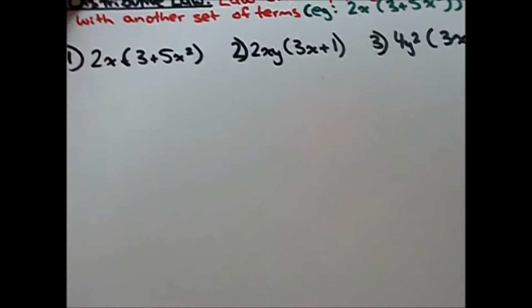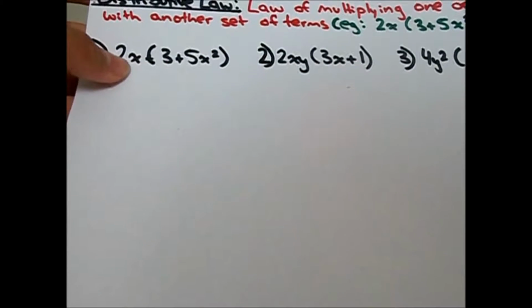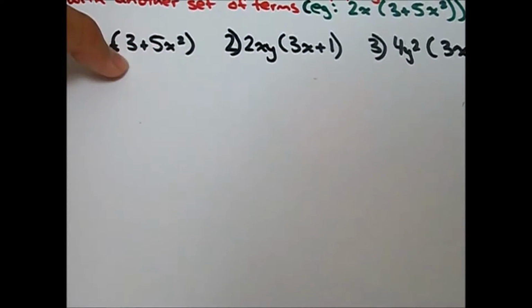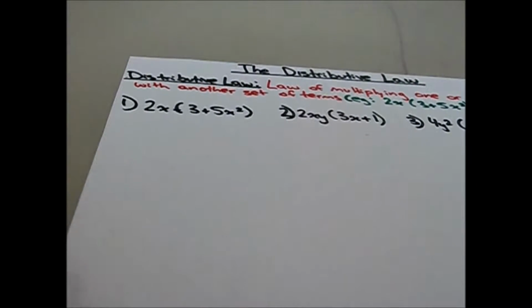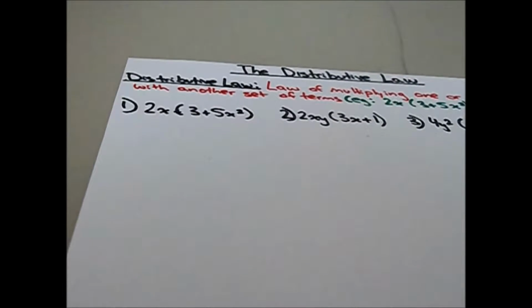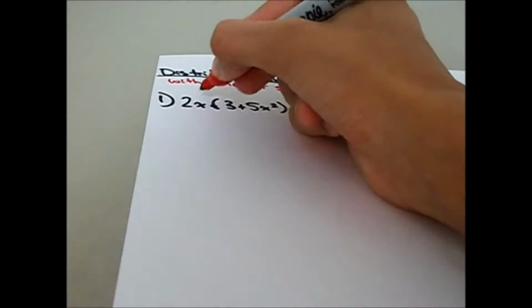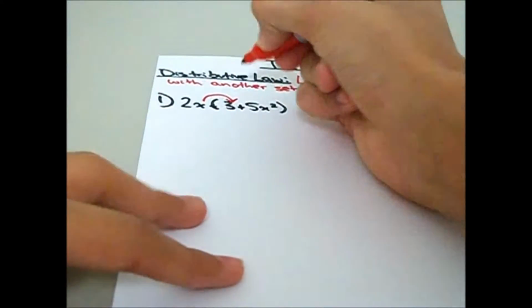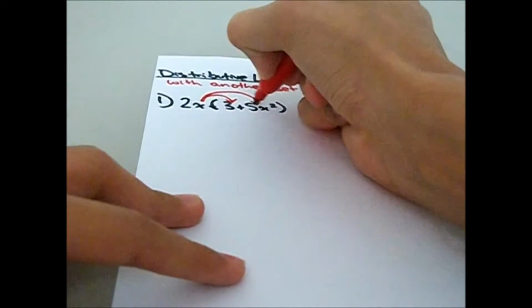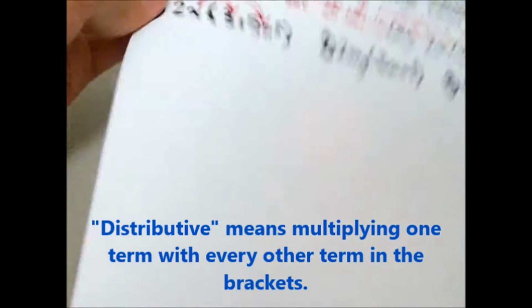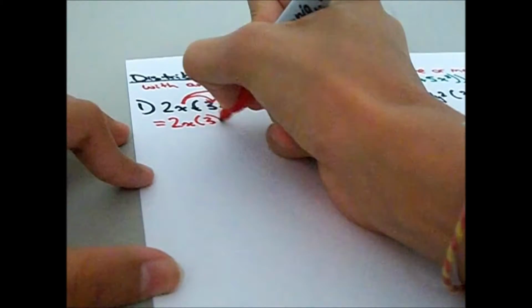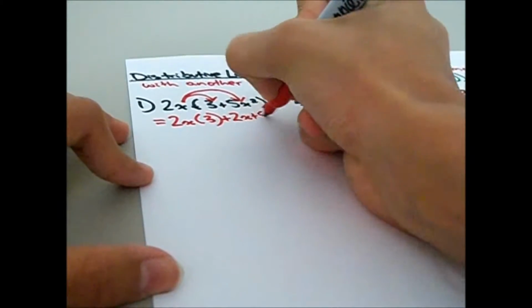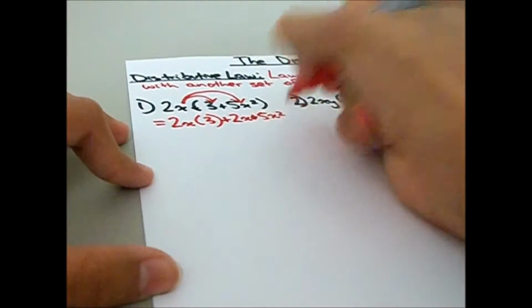So I have three problems here where we have to multiply one monomial by one polynomial. Let's start with the first one. We have 2x times 3 plus 5x squared. So basically what happens is 2x is multiplied by 3 and 2x is also multiplied by 5x squared. That's basically the distributive law. So let's try it. We have 2x multiplied by 3 plus 2x multiplied by 5x squared.